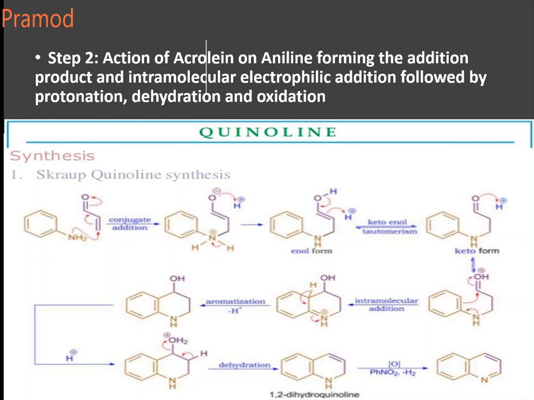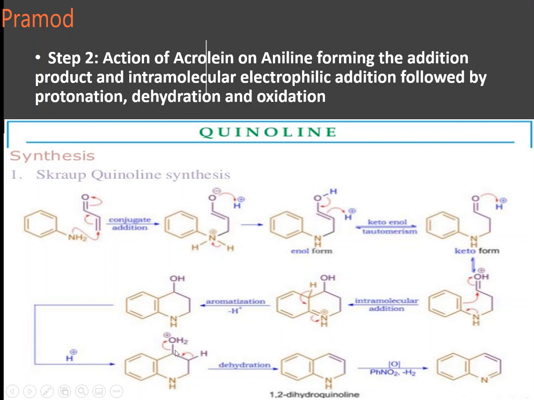This is followed by an intramolecular step. Nitrogen gives the lone pair of electrons to the benzene ring. One of the double bonds from the benzene ring attacks the carbonyl carbon, and you get the intramolecular cyclization product. This is followed by aromatization that takes place here. If you can see, to get aromatized there is loss of a proton, and in doing so, your nitrogen again gets a positive charge.